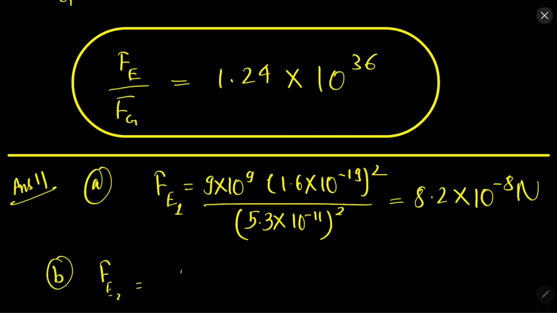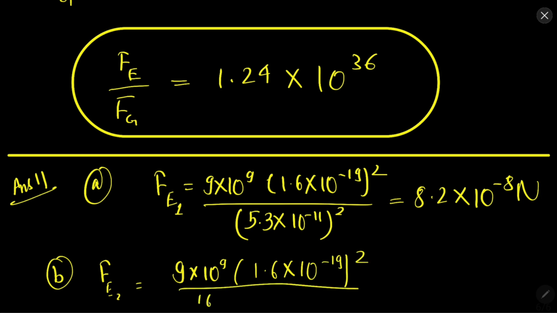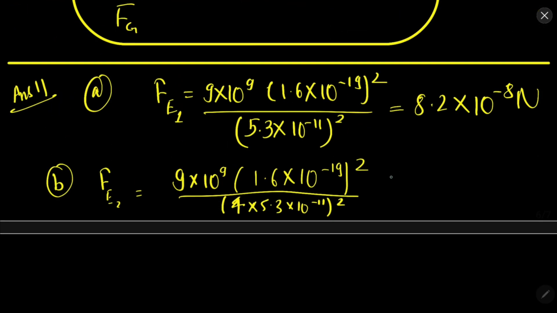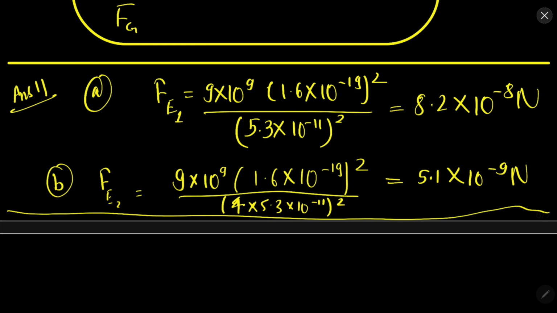Now the second situation, again 9 into 10 to the power 9, this charge will be same. Now what will change is the distance. The distance will become 4 times of the original. 4 into 5.3 into 10 to the power minus 11 whole square. So once you solve this, you will obtain 5.1 into 10 to the power minus 9 Newton. So when the distance increased, the force has decreased.